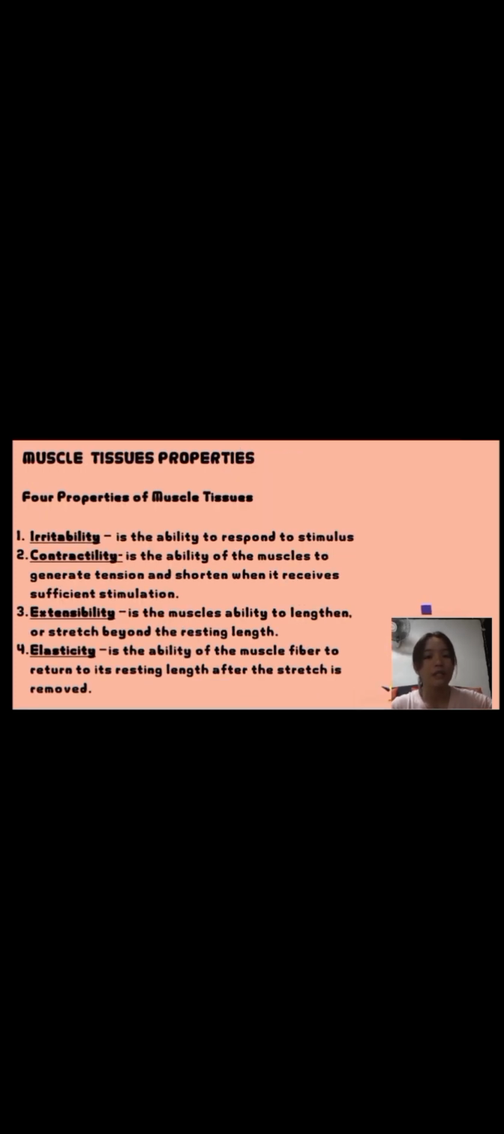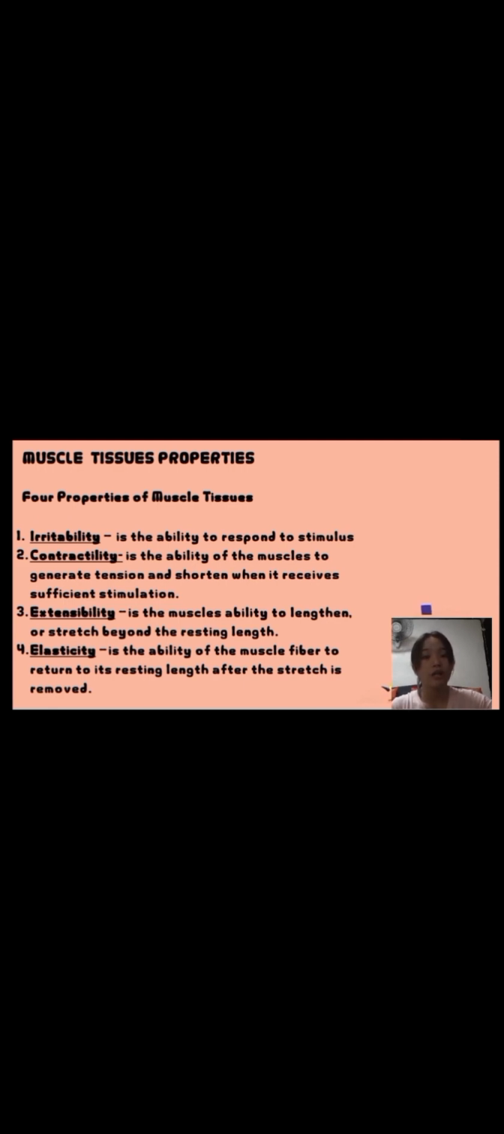So, four properties of muscle tissues. First is irritability. Irritability is the ability to respond to stimulus. The muscles are irritable, di ba? This means that they are capable of receiving and responding to stimulation from the nerves. Second, contractility is the ability of the muscles to generate tension and shorten when they receive sufficient stimulation. So they are contractible; after receiving stimulation, they are capable of contracting or shortening.